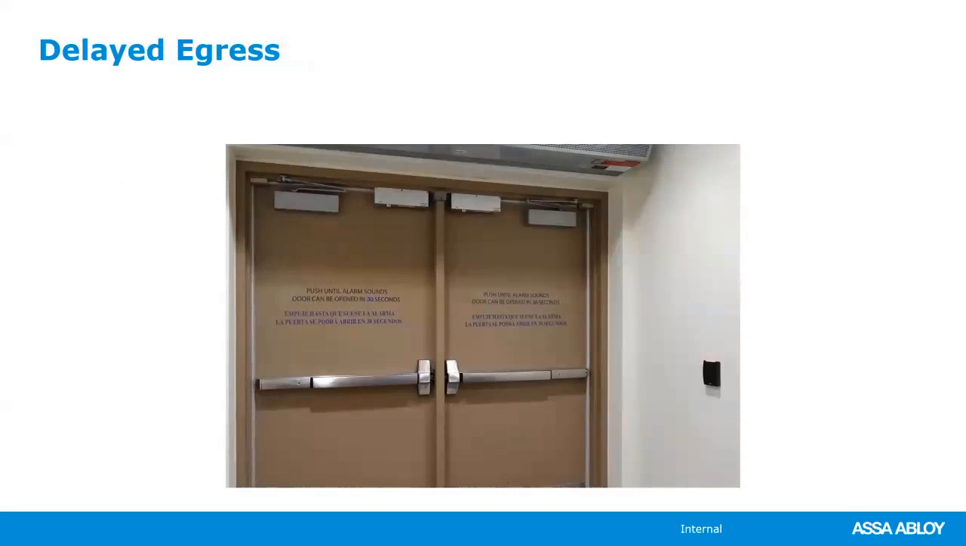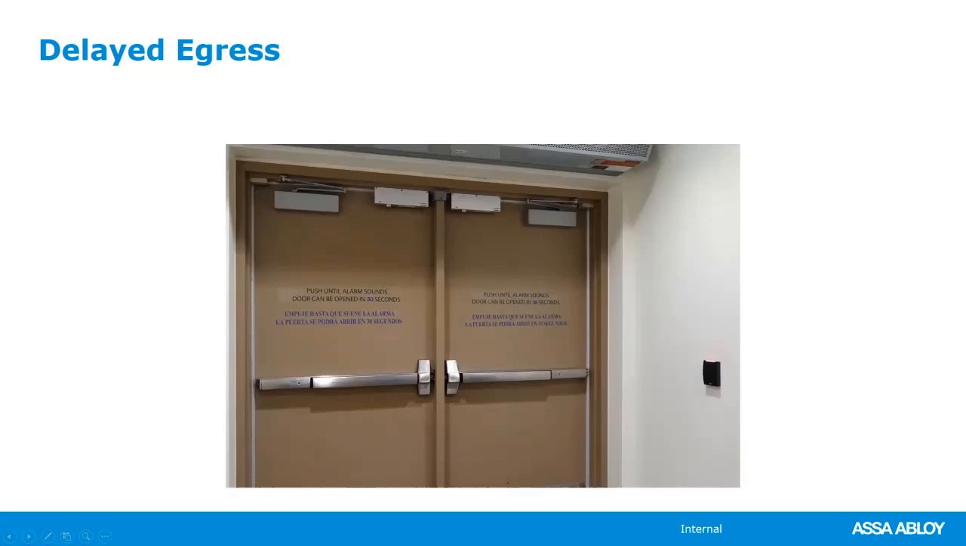What is delayed egress? The picture illustrates a very common code compliant delayed egress opening. You don't have to have exit devices, but in this case, there's exit devices with mullions, a built-in, this is the Securitron IMXDA, fully self-contained delayed egress. The card reader on the wall will unlock momentarily to allow someone to exit without setting off the alarm. There is a sign posted on the door.